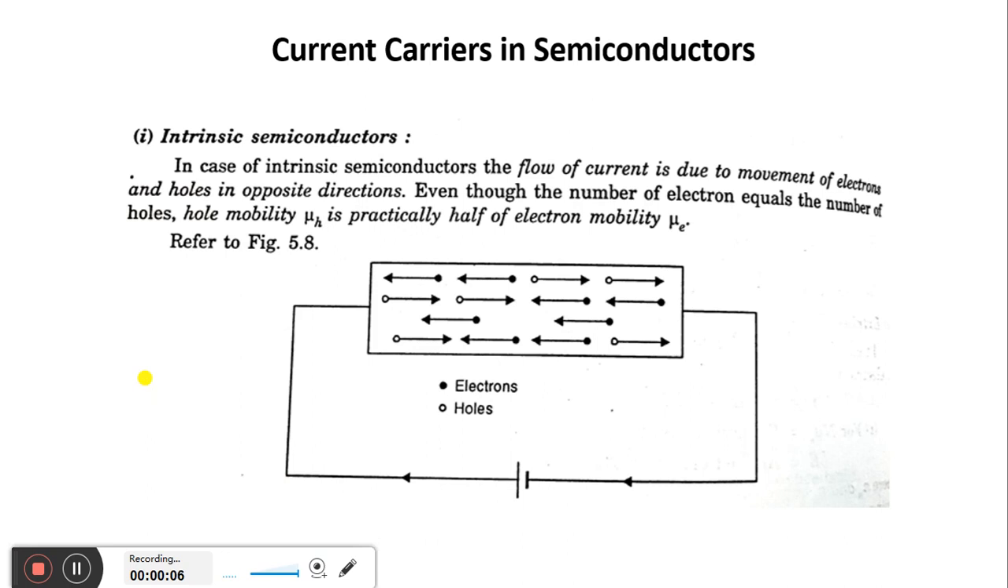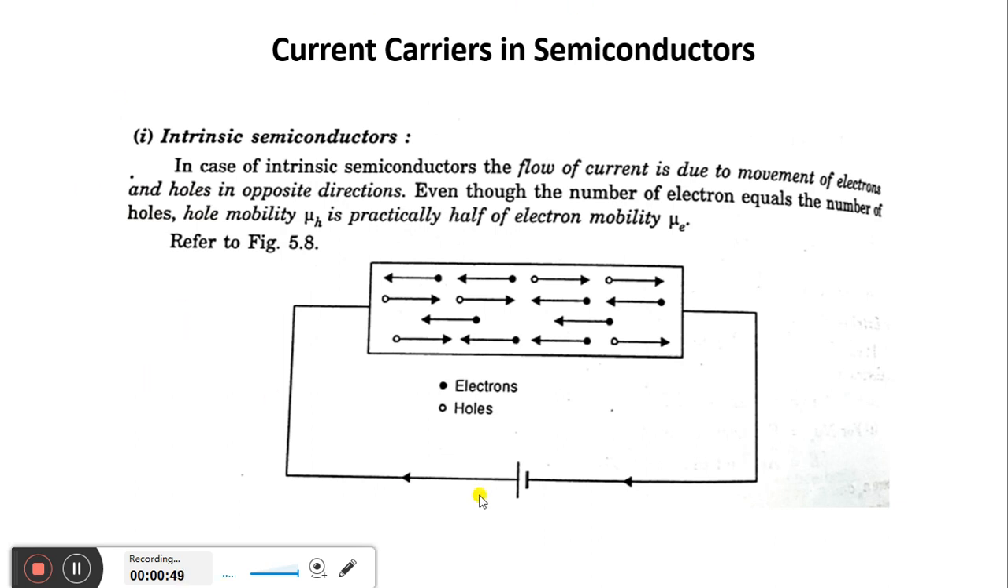So today in this class we will discuss the current carriers in semiconductors. Already in the previous class we have discussed intrinsic semiconductors and extrinsic semiconductors. So one by one we will discuss the current carriers in case of intrinsic semiconductors, then the current carriers in case of extrinsic semiconductors, and what is the conductivity or current density in case of extrinsic and intrinsic semiconductors.